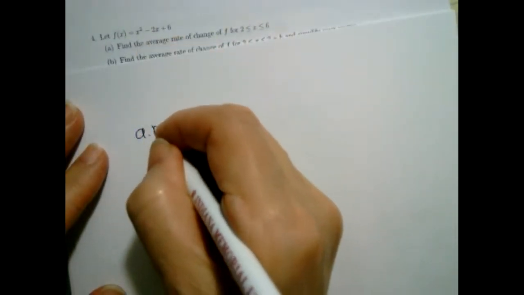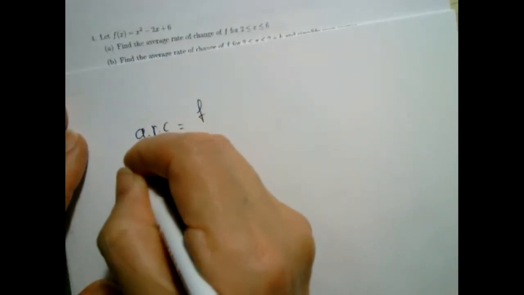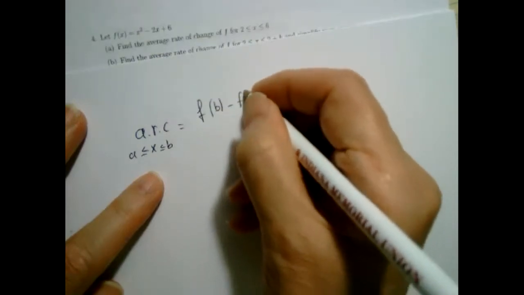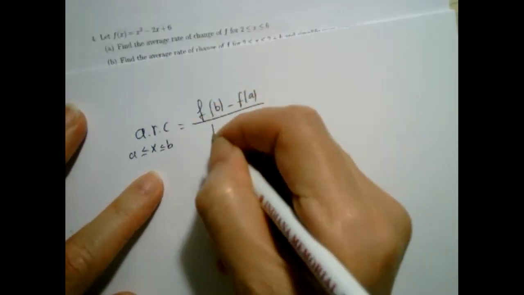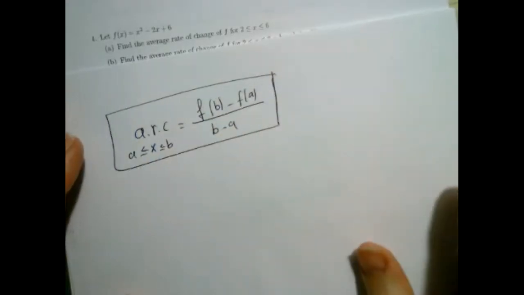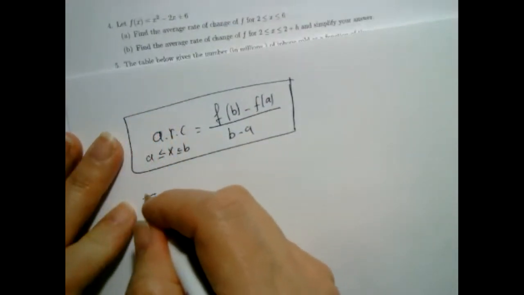So the average rate of change for x between a and b is the value at b minus the value at a, over b minus a. So that's really the formula; it's about applying it. So if I do it for part B, number 4, part B.